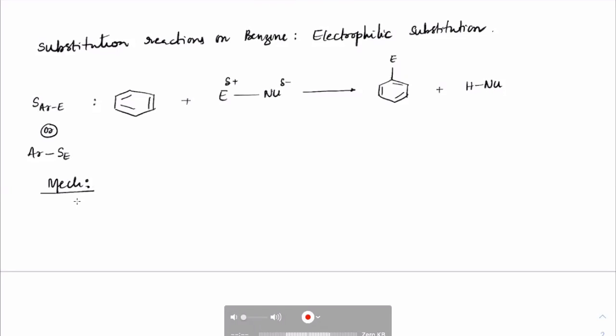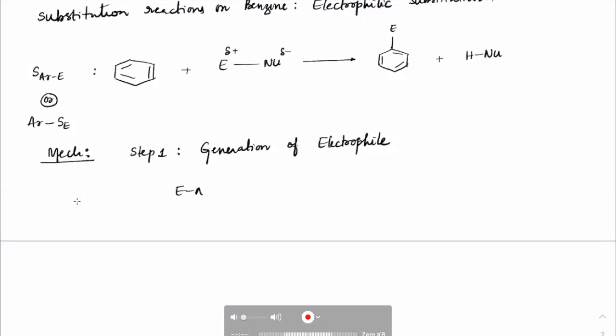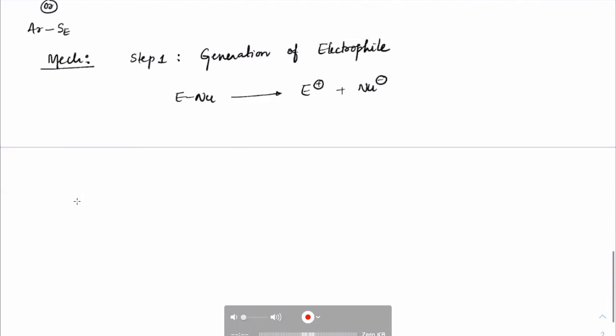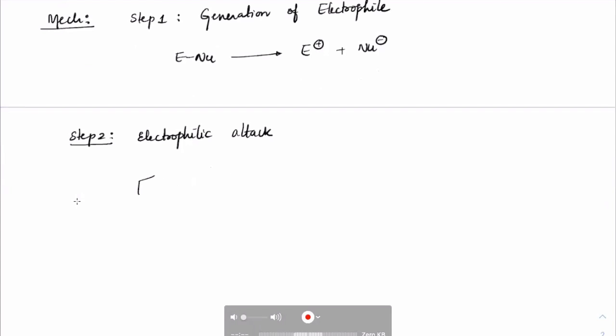Mechanism happens in 3 steps. So step 1, the first step is about generation, that is generating an electrophile. Suppose you have E and U connected to each other, and it has to generate an electrophile this way by breaking the bond. This is step 1. Step 2 is electrophilic attack.